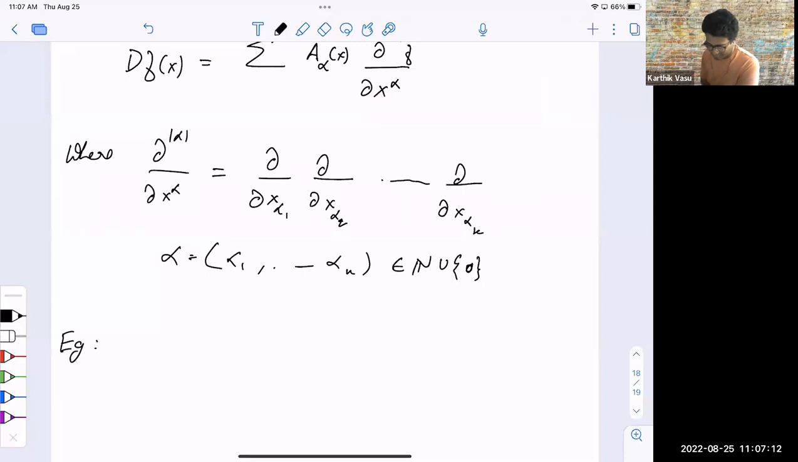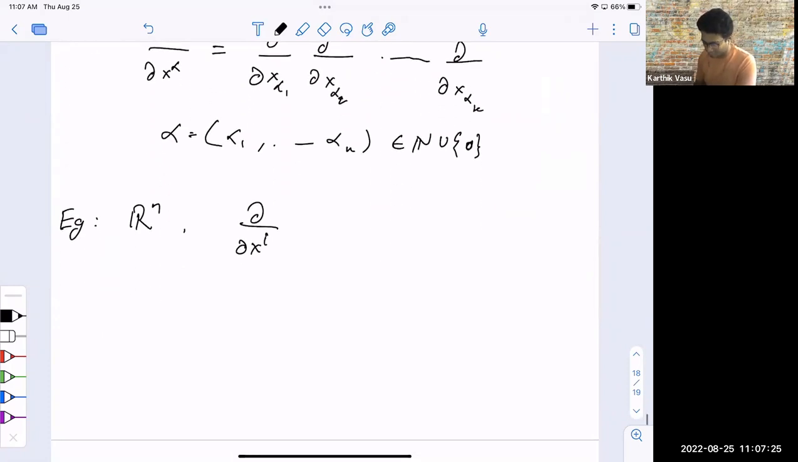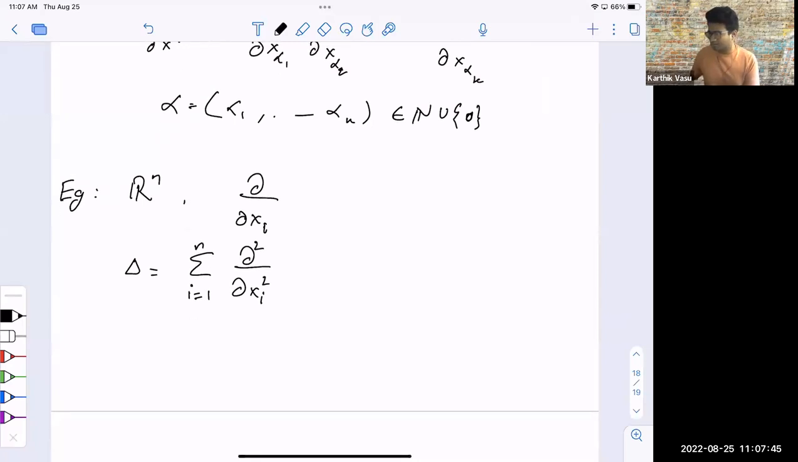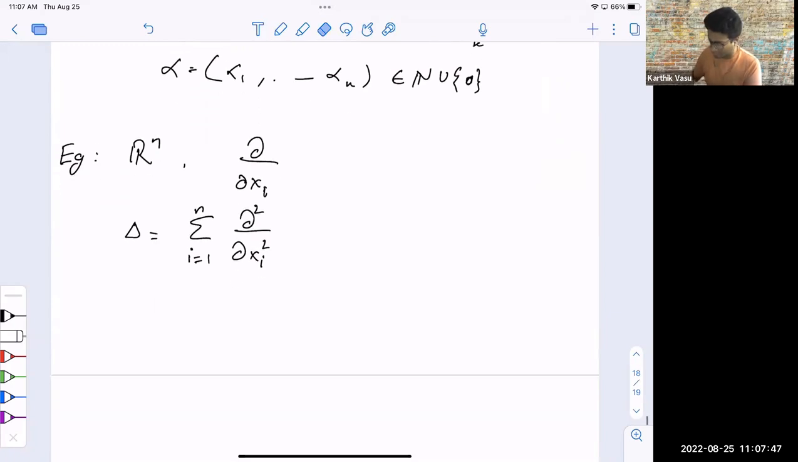Examples: if you're on Rn, just differentiate by any xi, or just take any combination of these. That will be a differential operator. A special differential operator is the Laplacian, which is the sum of d by d xi, but you do it twice. So differentiate twice, with i equal to 1 to n. This is called the Laplacian. And obviously you can think of a lot more than these.